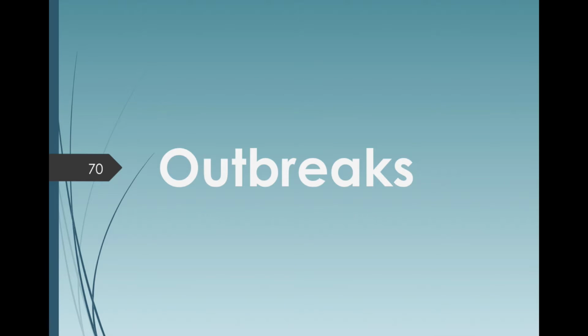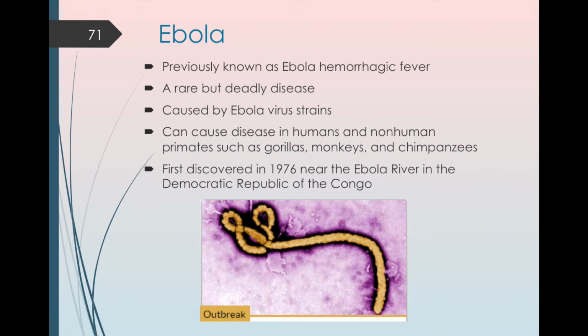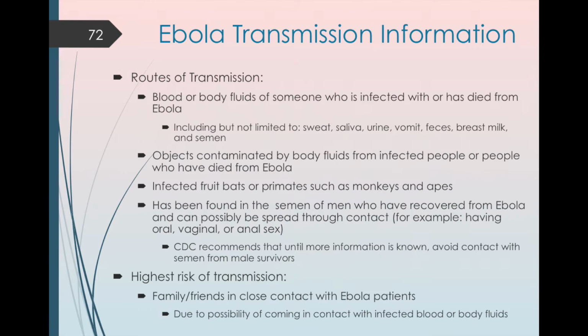Moving to outbreaks, we have three big ones that we're going to talk about this year, and we're going to talk about the one that you have heard so much already, which is Ebola. It was previously known as Ebola hemorrhagic fever. It is a rare disease, but it can be deadly, especially when we're looking at third world countries. It is caused by the Ebola virus strain, and it can cause disease in humans and non-human primates, such as different classifications of monkeys. It's first discovered in 1976 near the Ebola River.